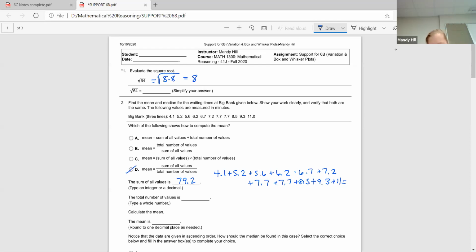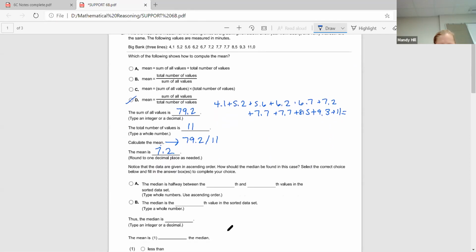Okay. So it says the total number of values. Well, we would count them, right? 1, 2, 3, 4, 5, 6, 7, 8, 9, 10, 11 values. So our total number of values is 11. To calculate the mean, you would take your sum of your values divided by 11, and we get the mean is 7.2. Okay.